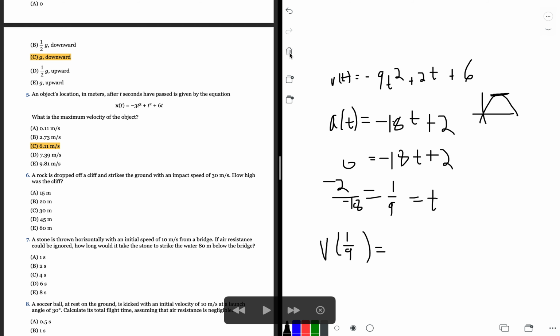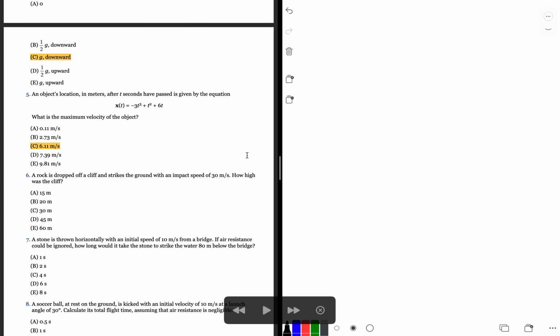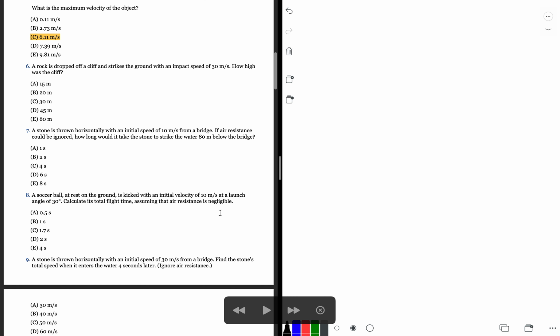Okay, so fairly easy question compared to the others. Number 6: a rock is dropped off a cliff and strikes the ground with an impact speed of 30 meters per second. How high was the cliff? A rock was dropped, so let's depict this situation.